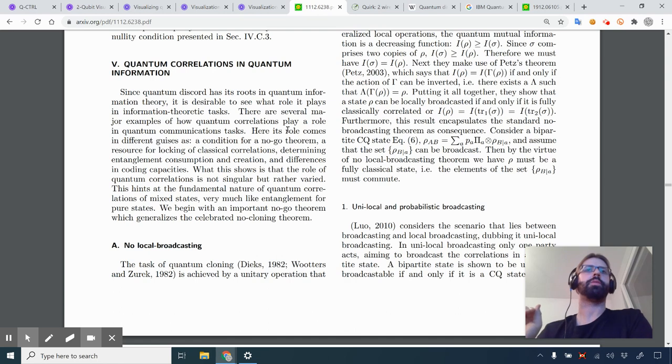There are several major examples of how quantum correlations play a role in quantum communication tasks. The role comes in different guises: as a condition for a no-go theorem, a resource for locking classical correlations, determining entanglement consumption and creation, and differences in coding capacities. What this shows is that the role of quantum correlations is not singular, but rather varied. This hints at the fundamental nature of quantum correlations of mixed states, very much like entanglement for pure states. We begin with an important no-go theorem, which generalizes the celebrated no-cloning theorem.